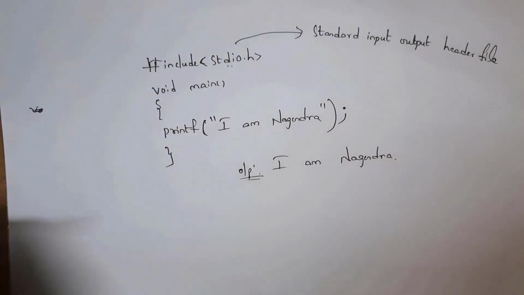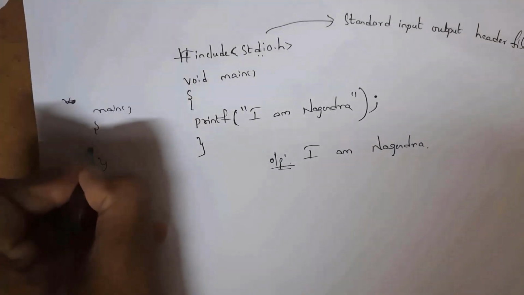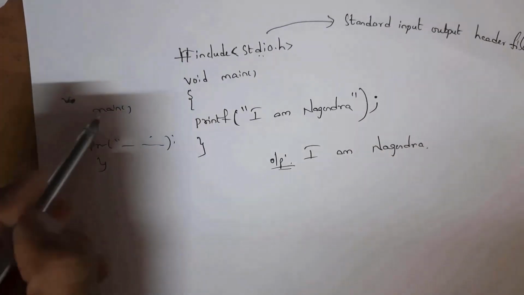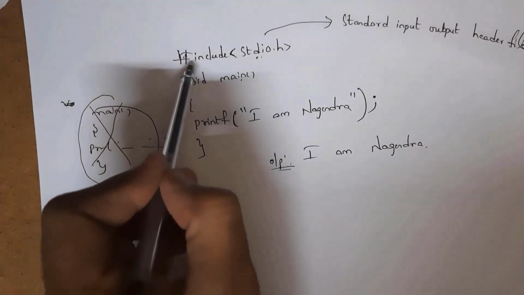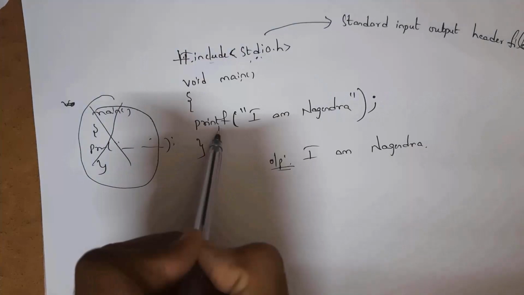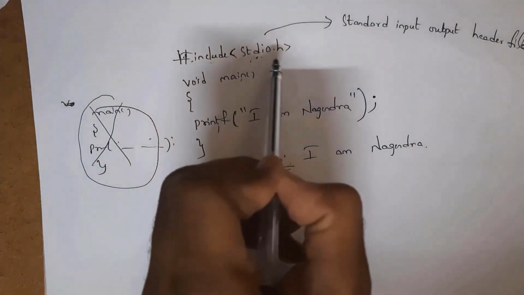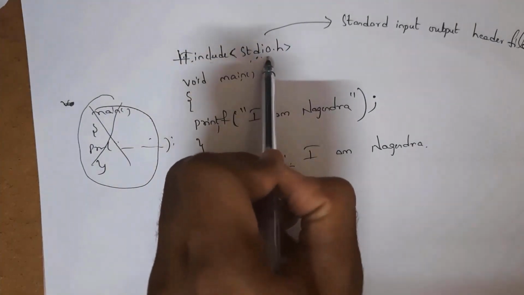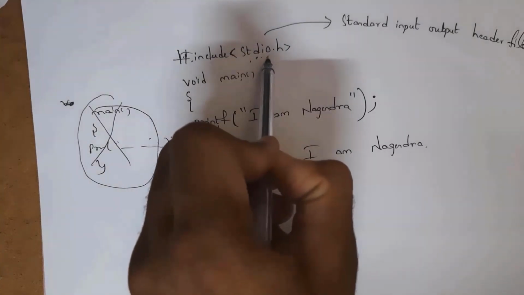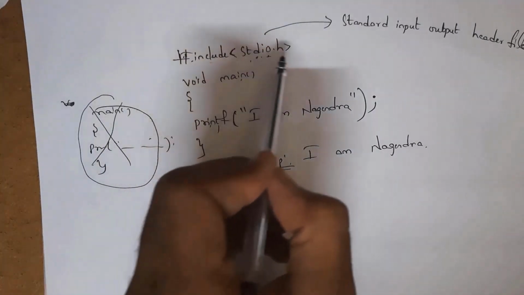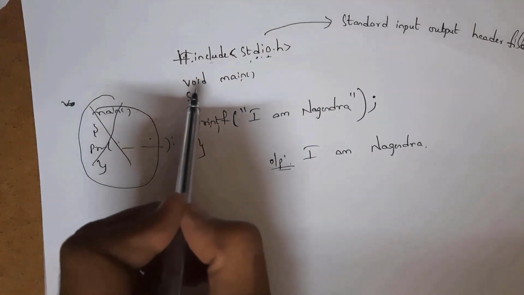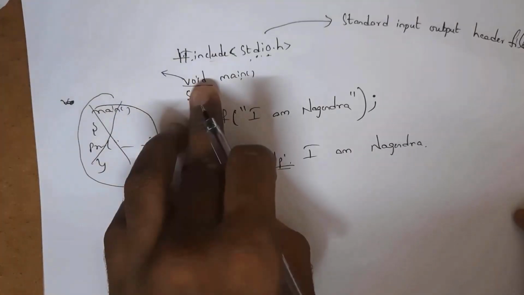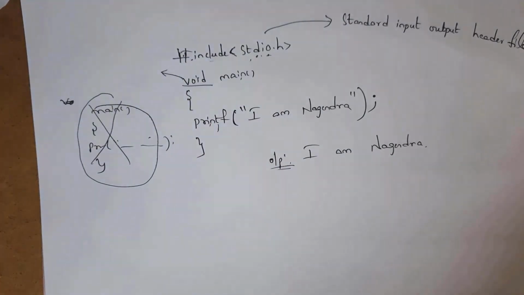Some students will directly write like this, main printf, and some text. But in the exam you should not write like this. Definitely you need to write hash include stdio.h, because the meaning of printf is present in the stdio.h header file. For each and every program we use printf. So by default you need to write hash include stdio.h. After that you need to write void main. The meaning of void is nothing.